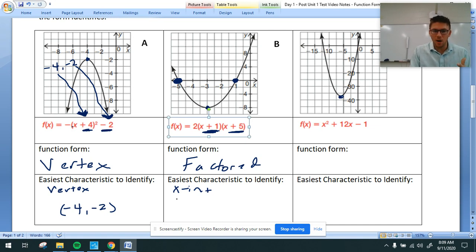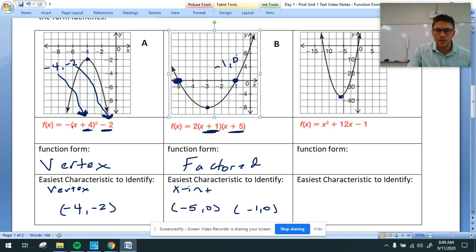Let's real quickly talk about this. Let me write these coordinates out: -5, 0, because they're always coordinates, they're points, and -1, 0. Let's talk about this for a second. An x-intercept, let's write out this coordinate, -1, 0.